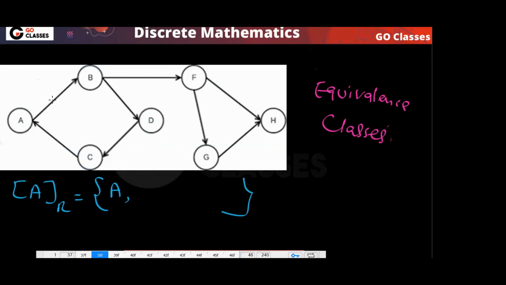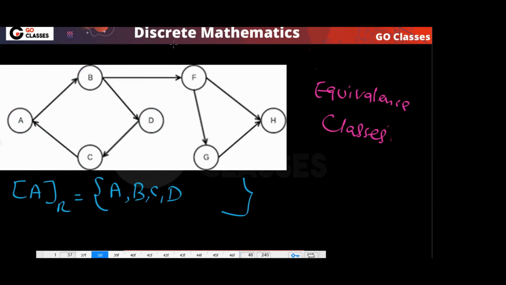It means there is a path from A to B and from B to A, from A to D and from D to A, from A to C and from C to A. So between any two vertices there is a path, and every two vertices here are strongly connected. There is a path from B to C and from C to B, so they are on a cycle. Every pair here is strongly connected.